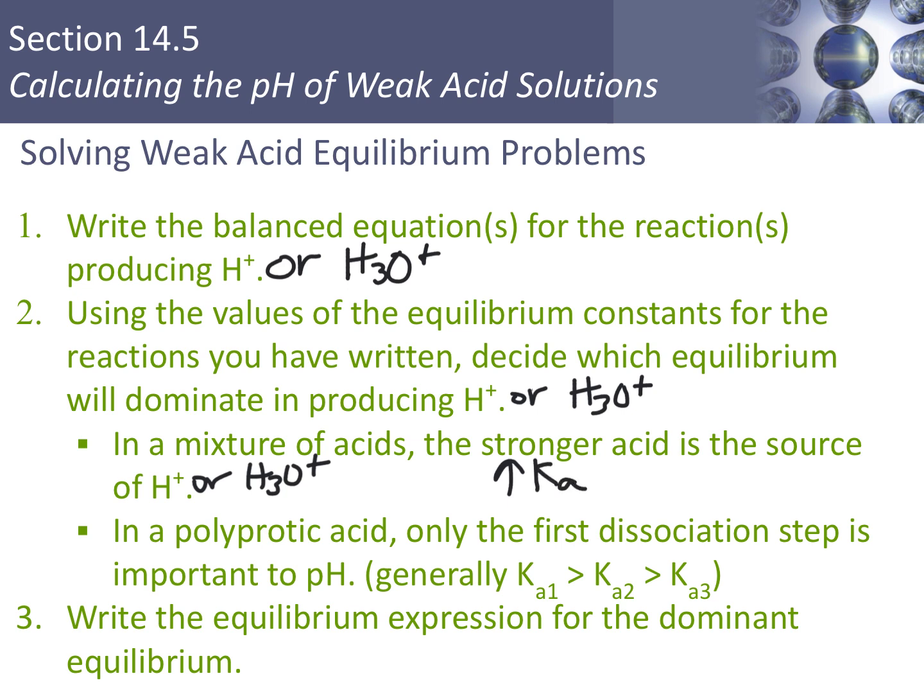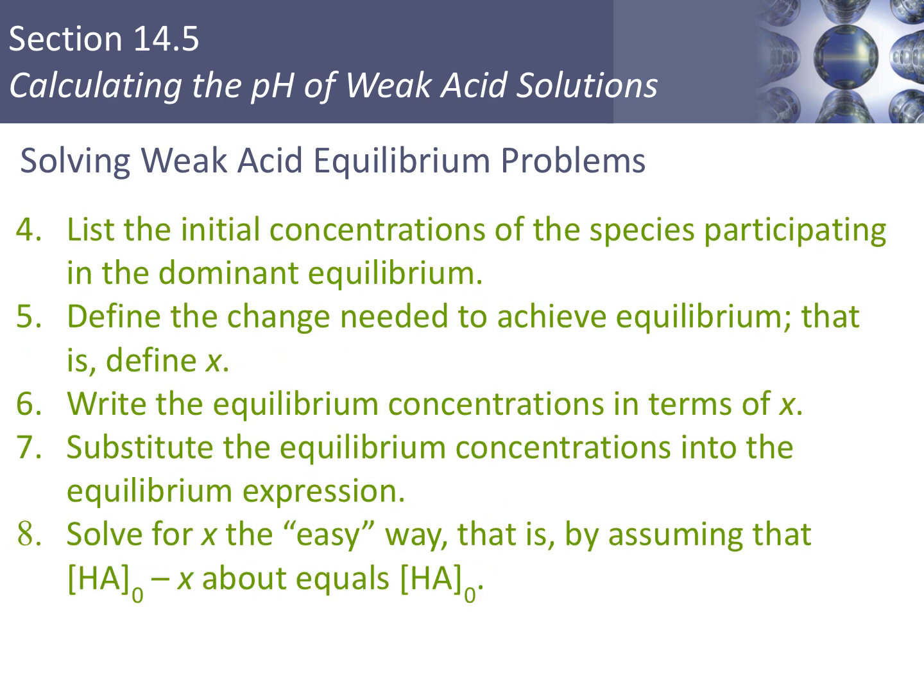If you have a polyprotic acid, an acid that can donate more than one proton, usually we're just going to look at the first step, the first proton being donated as the most significant source of hydronium ion. Once we've made a decision about our reaction and where our hydronium ion is coming from, then we'll write our equilibrium expression. And then we go into the steps for an ICE chart.